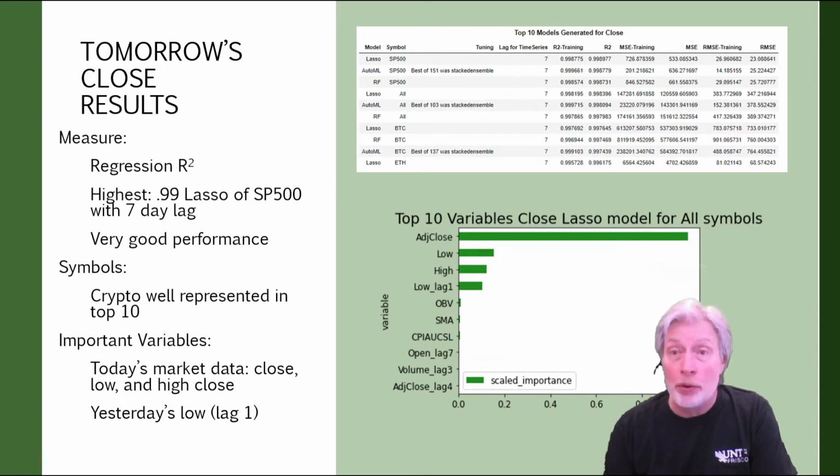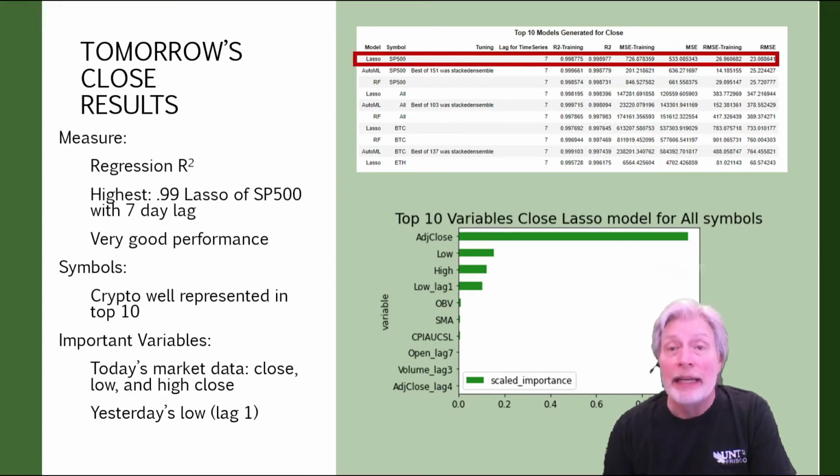Looking at tomorrow's close as the dependent variable, we used R squared of the validation data because we're doing regression analysis, and in this case, the models performed very well. The highest R squared in these models was a 99% lasso for the S&P 500 index with a 7-day lag. The strong performance was pretty much across the board. You can see also that a number of cryptocurrencies were well represented in the top 10, so that was a positive.